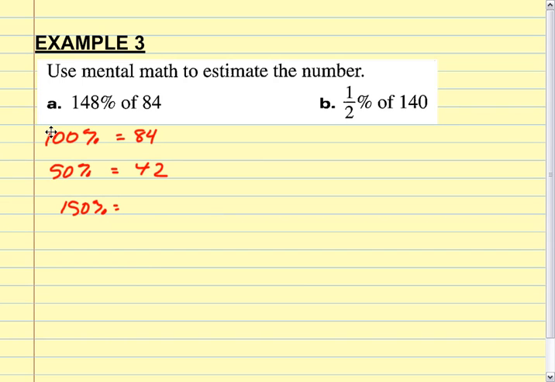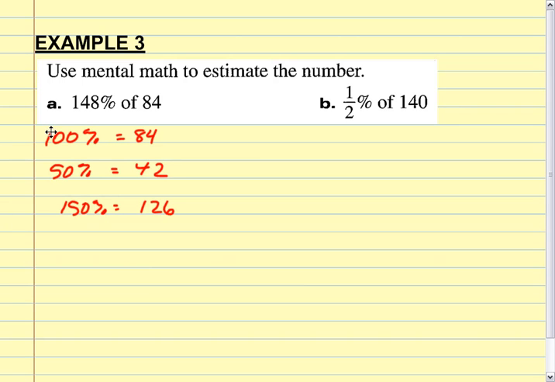Because it's 100% plus 50% gives me 150%. So that's 84 plus 42 gives me what? Not 12. You did not mean 12. You meant 126. Okay, so that's what we think 150% is. What do you think 148% might be? I don't know, we're just guessing. What do you think?